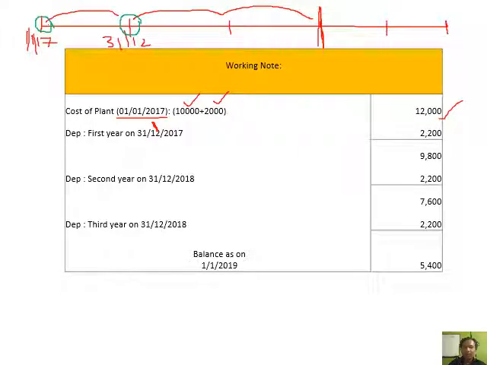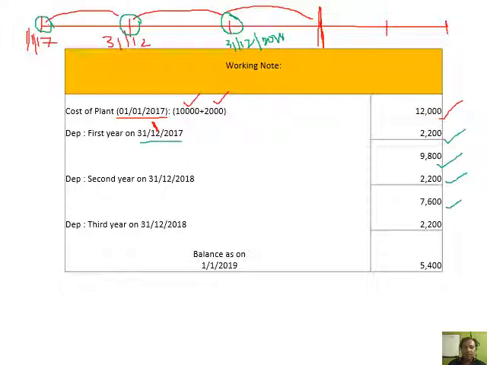So on 31st of December 2017, 2200 is the depreciation charged. Once we deduct it, we get 9800. From that 9800, we are going to charge depreciation again in the next year, that means on 31st of December 2018. So the second year depreciation will again be 2200. Now the value left is 7600.